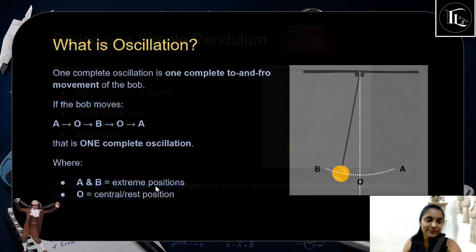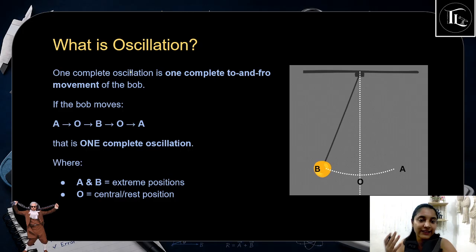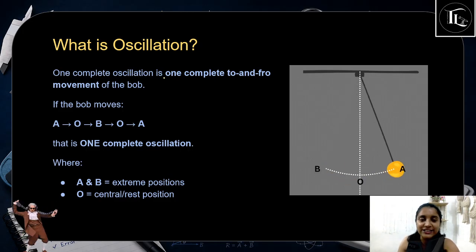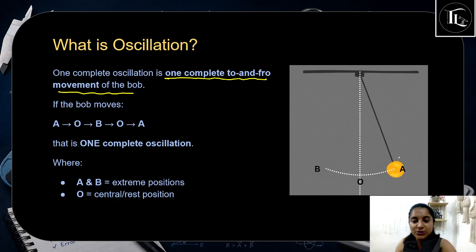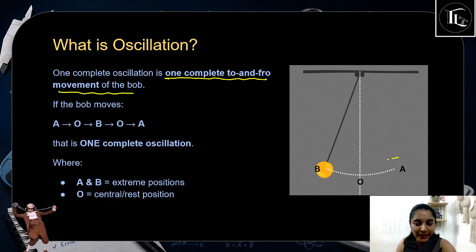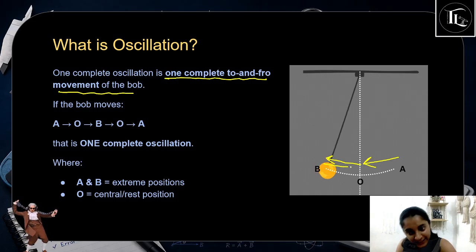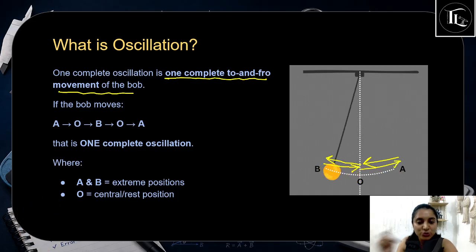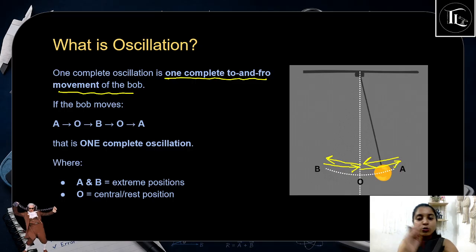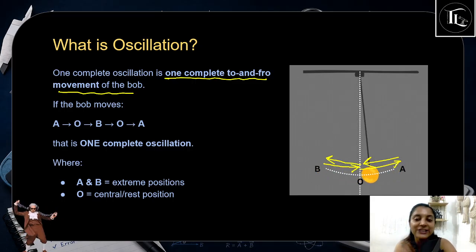Now, before starting with that, we should know what an oscillation is. An oscillation is one complete to and fro movement of the bob. So here we can say it starts from A to O to B, and then again returns back to O, and then returns back to A. So this whole movement, A to O to B, B to O to A, is one oscillation.